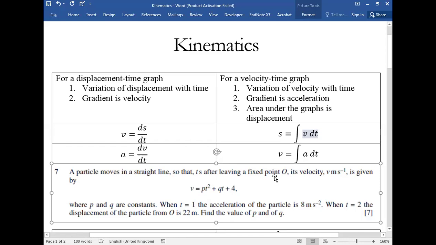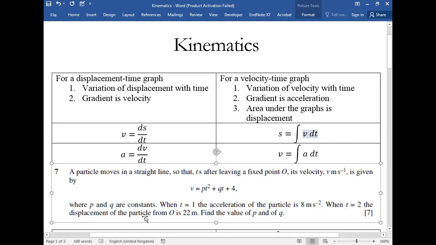The moment the particle passed O, consider it this way: you started your stopwatch. Where is that written? The question says t seconds, t is a variable. When your stopwatch is moving, your time is varying constantly. Is that right or wrong? So it is telling you that t seconds after leaving a fixed point O, you started your stopwatch when the particle left O.